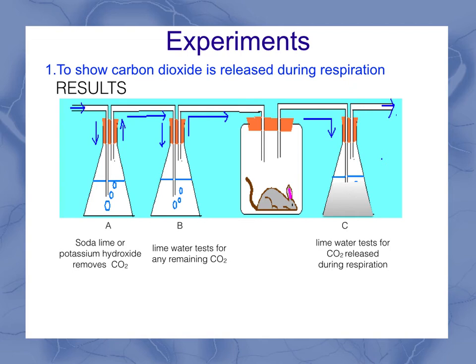Well, at the end of the experiment, you should see that the lime water in flask C turned cloudy white. This is to show that carbon dioxide was released during respiration. So the lime water in flask B should remain clear because no carbon dioxide is coming into it. The carbon dioxide has been removed by flask A.